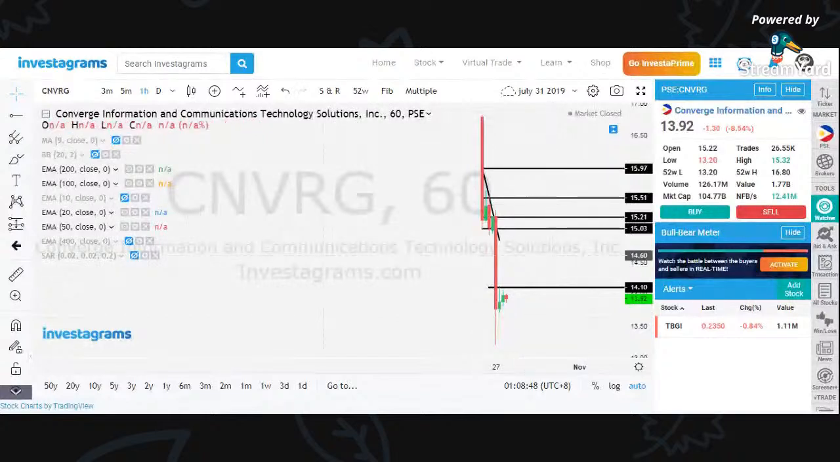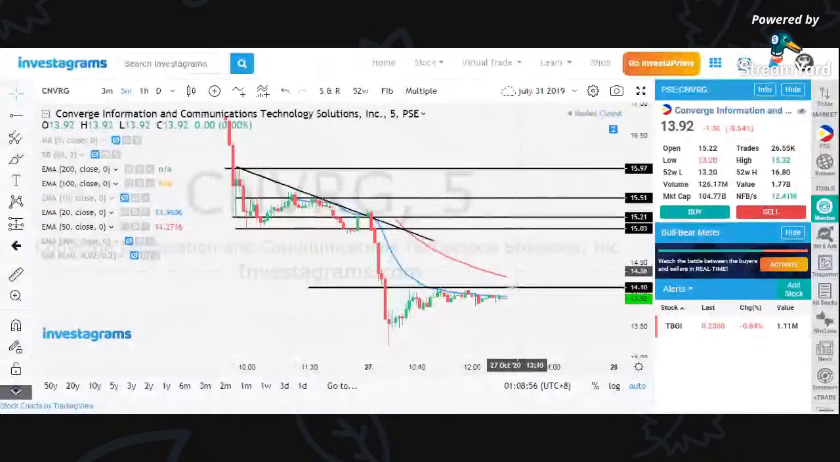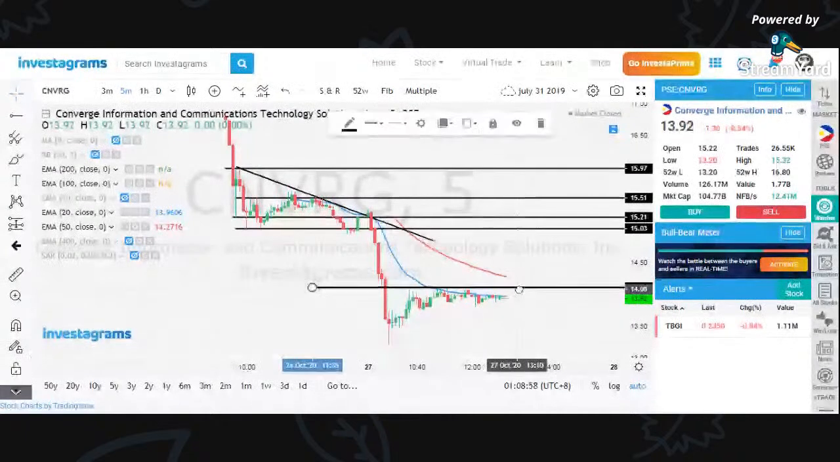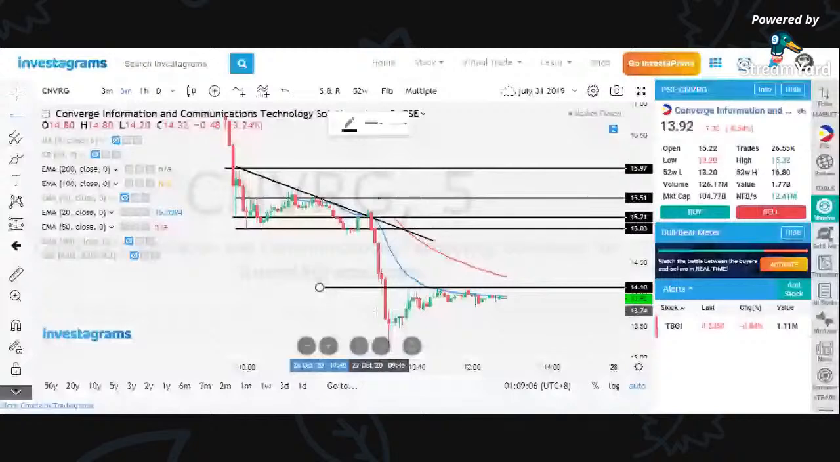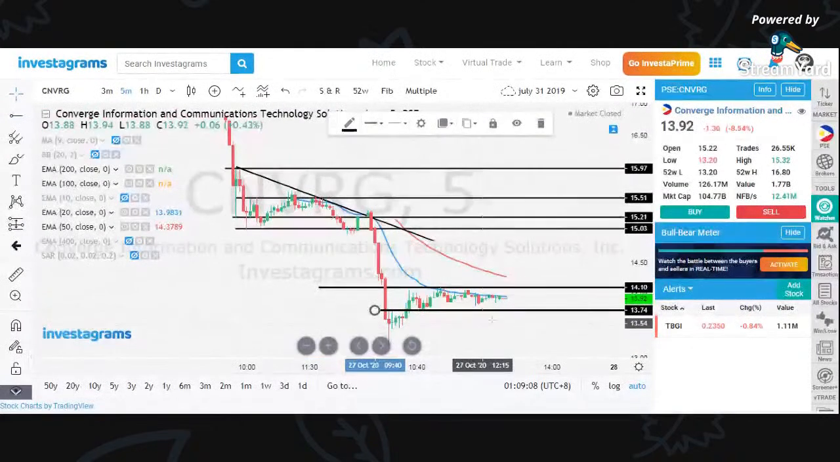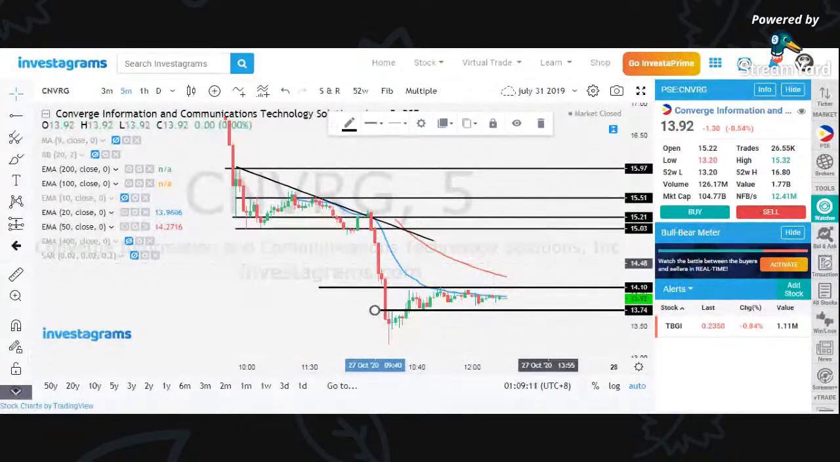Now, we will see on the 5 minutes chart. So, ganito po ang nangyari sa 5-minute chart. Okay? Ngayon, mag-draw tayo ng support. This area is another support. Okay?